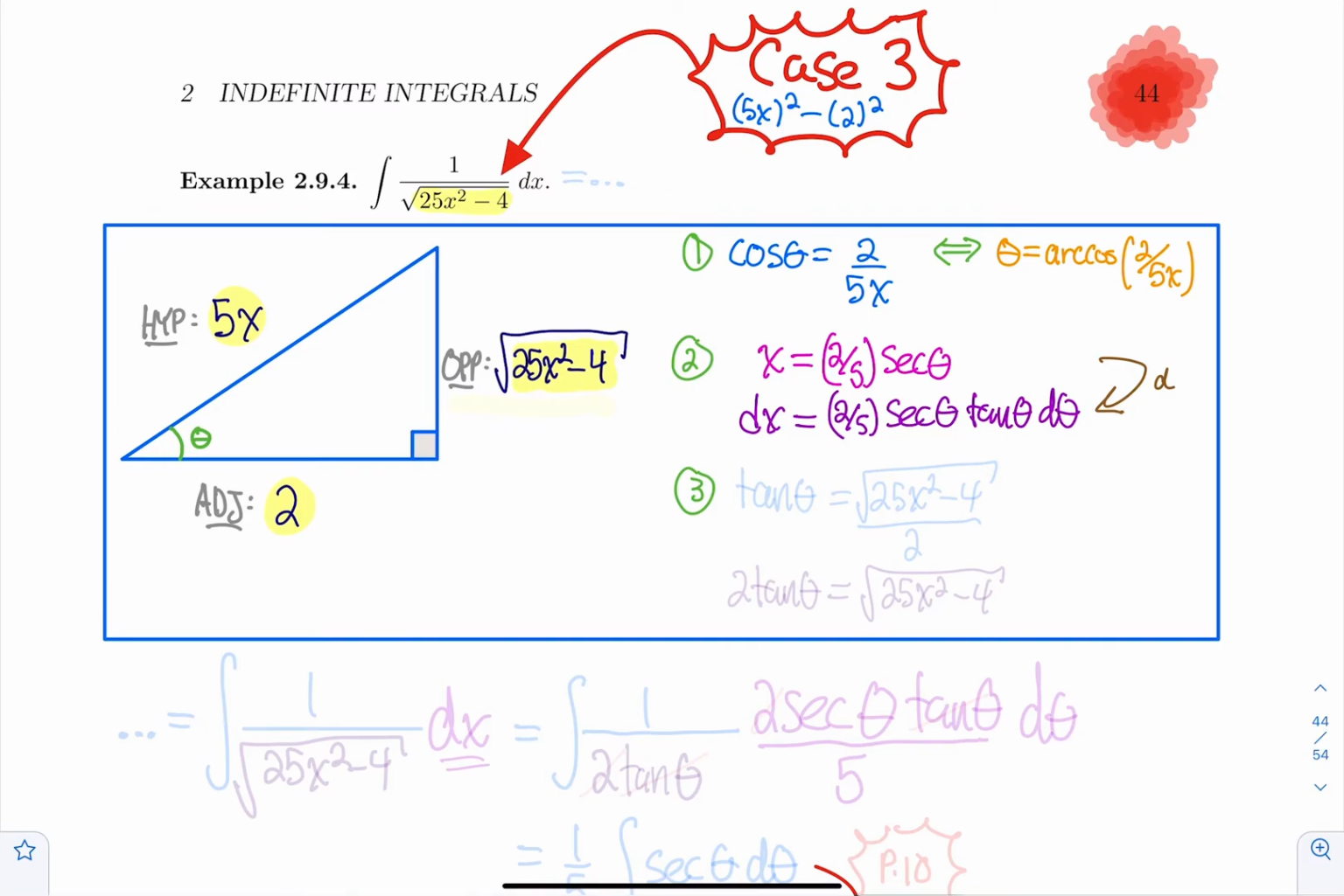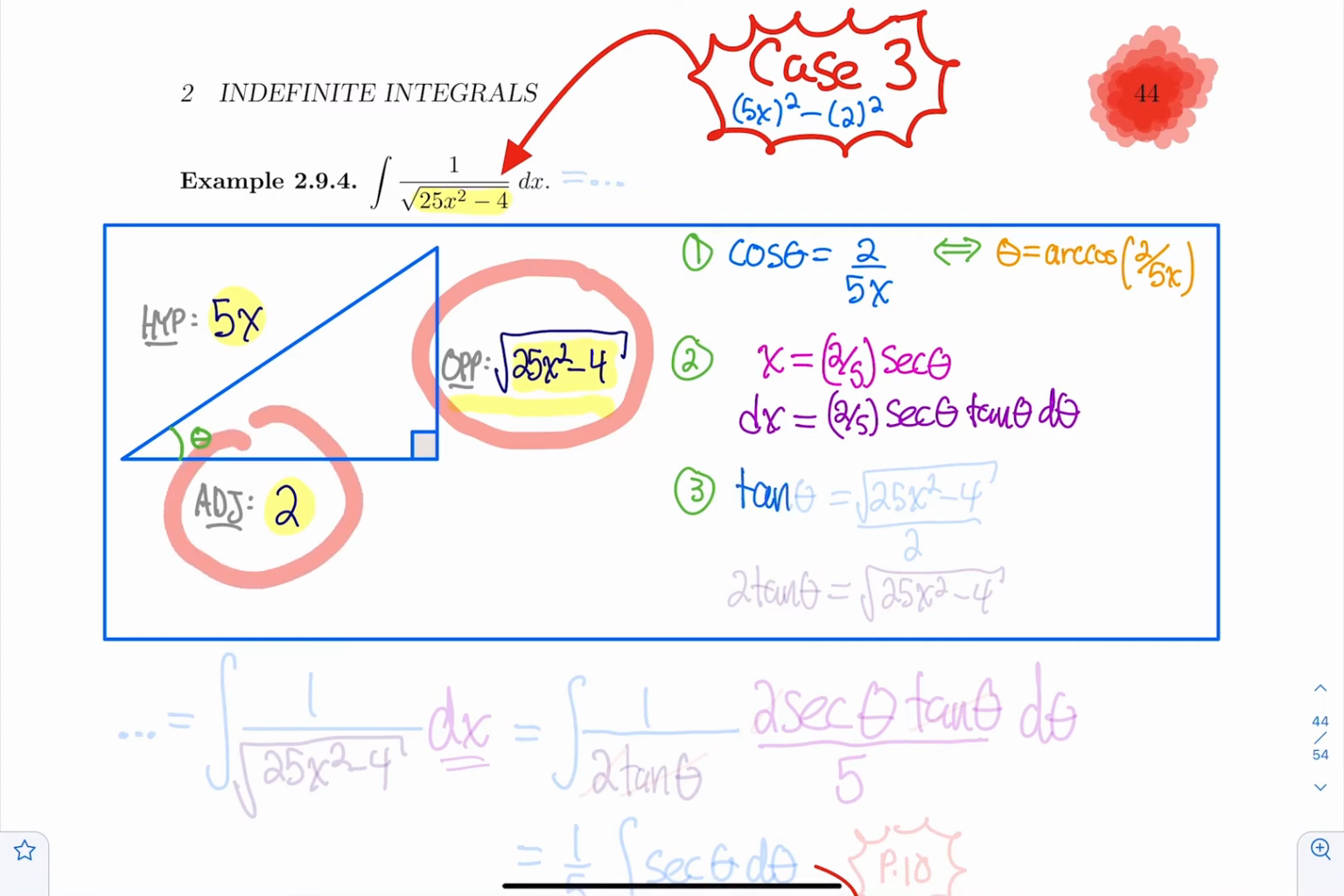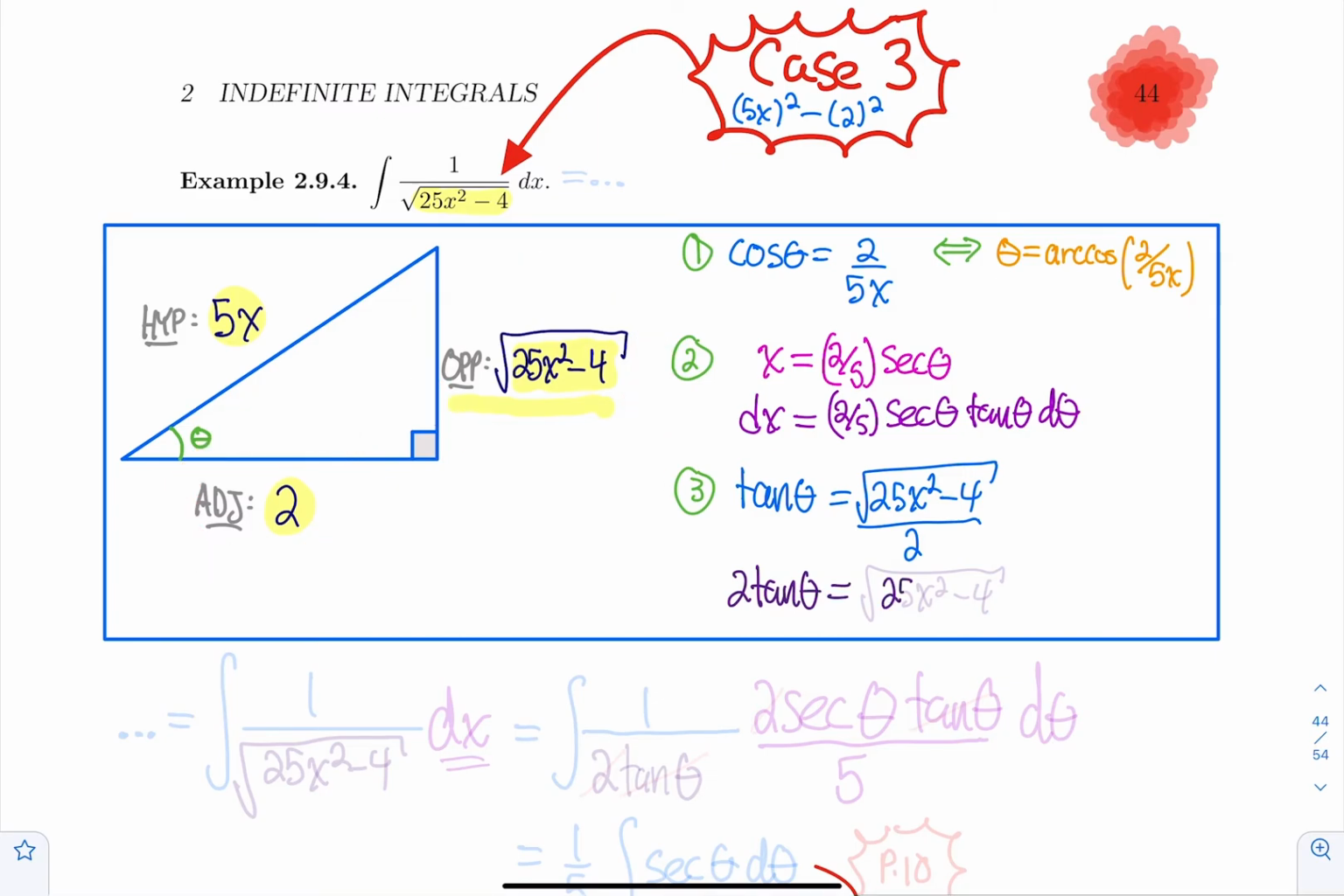So we have a formula for x, we have a formula for dx, and then the third step is to find a formula for the ratio. So for the ratio here, I'm going to use the opposite side now, always using the adjacent side. And so by using tan theta, so opposite, the square root of 25x squared minus 4, over 2. So if you isolate the square root, you get 2 tan theta is equal to the square root of 25x squared minus 4. So we have everything now for our trigonometric substitution.